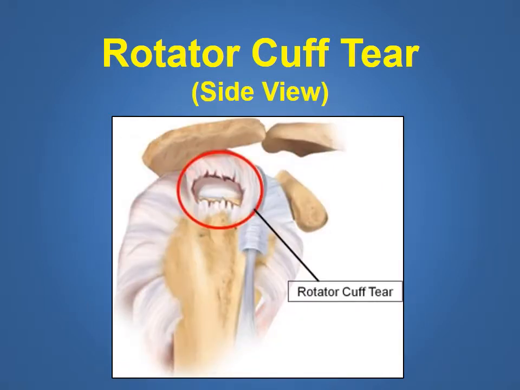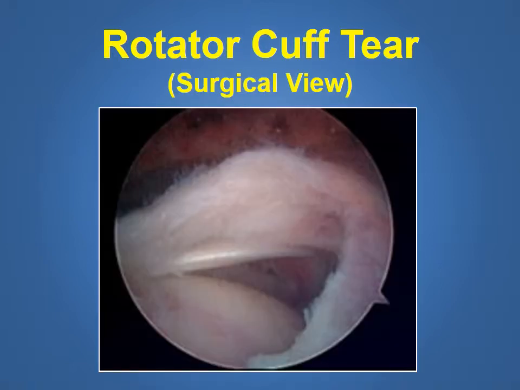This is a view from the side of the shoulder where you can again see a hole in the rotator cuff due to a tear. This is a photograph taken at the time of surgery where you can see the hole from the torn rotator cuff. This is the edge of the rotator cuff, and here is the bone where the rotator cuff should be attached.